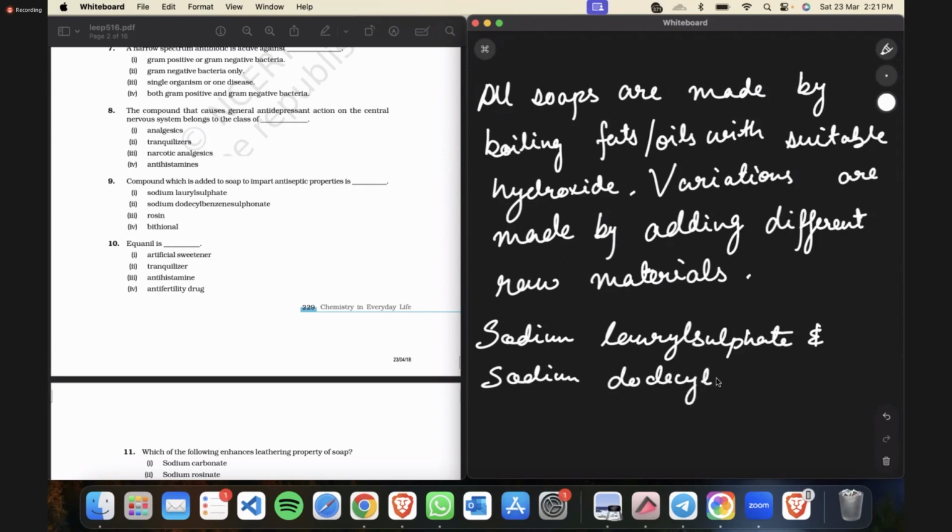Dodecyl benzene sulfonate. These are anionic detergents.